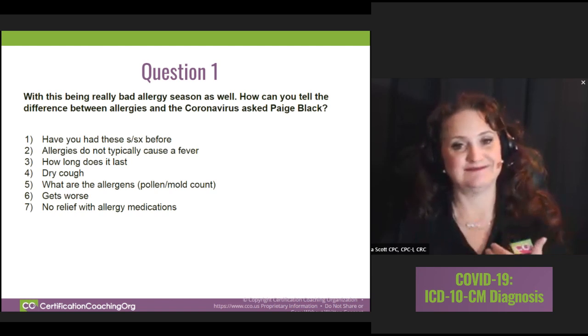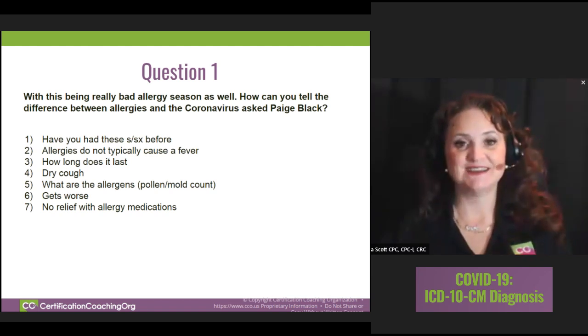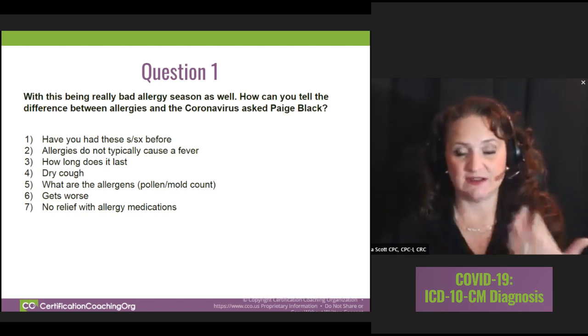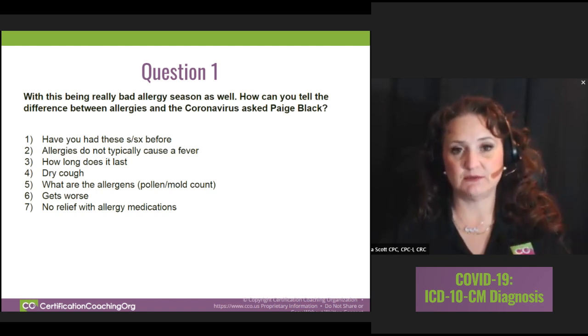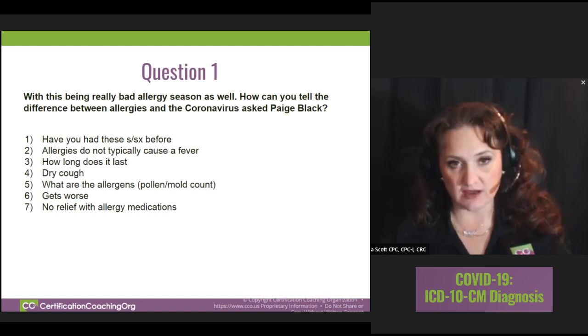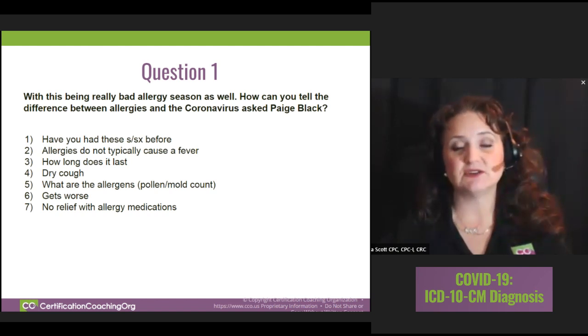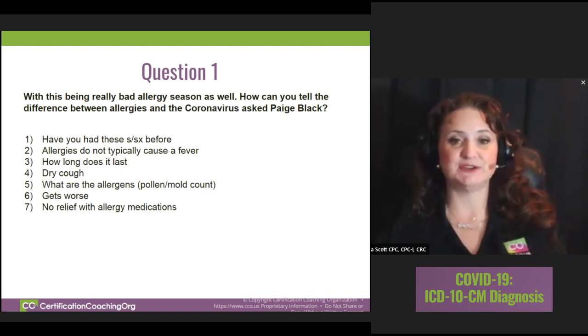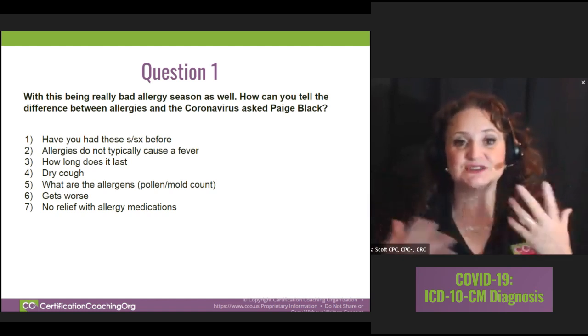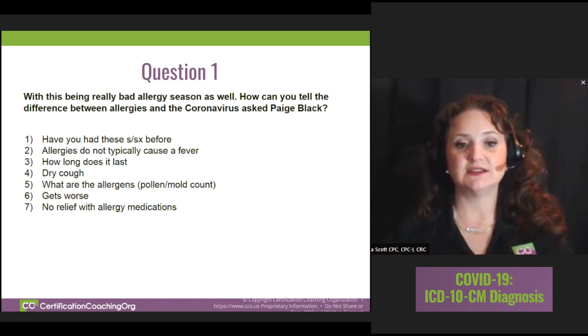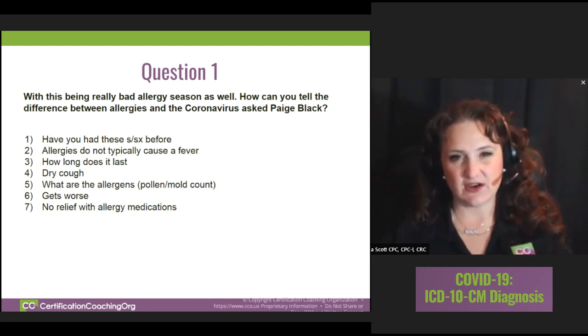Now, as a person who has asthma, if something triggers my allergies, it's going to affect my breathing and I will cough. But I don't usually get a dry cough. When you have asthma, your body tries to save itself, and so it starts producing mucus. And so I have a productive cough, not a dry cough.